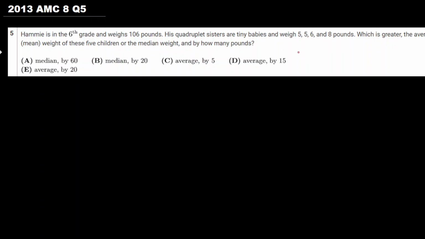So let's just try to put all the weights in order. We're going to have 5, 5, 6, 8, and 106. The mean is going to be all these added together divided by 5. And the median is just going to be the central one here. So central number. So cross 1, cross 1, cross 1, cross 1. It's going to be 6. So the median is going to be 6.